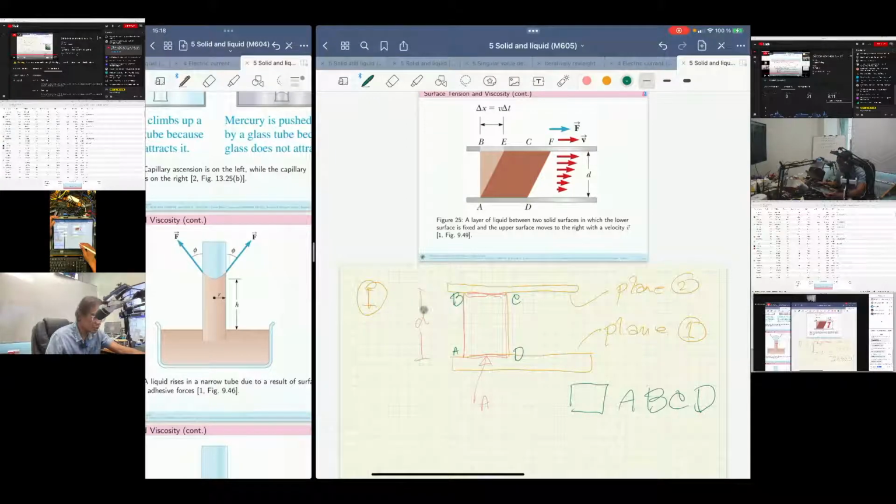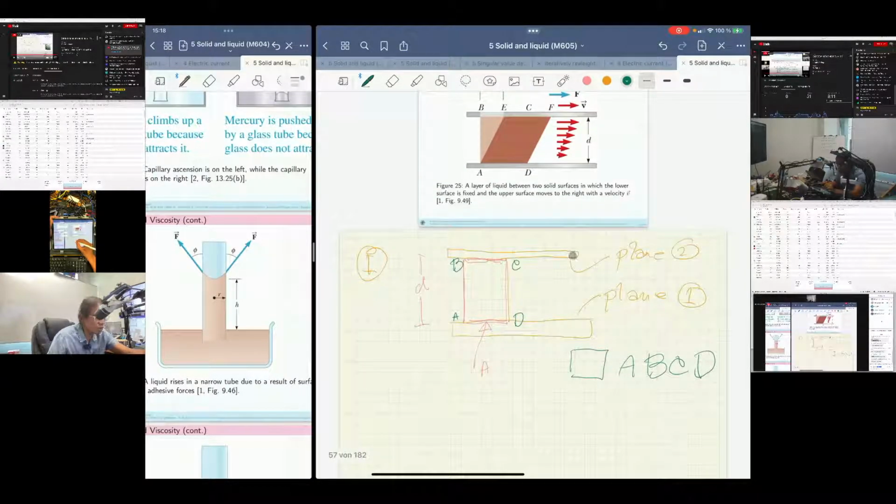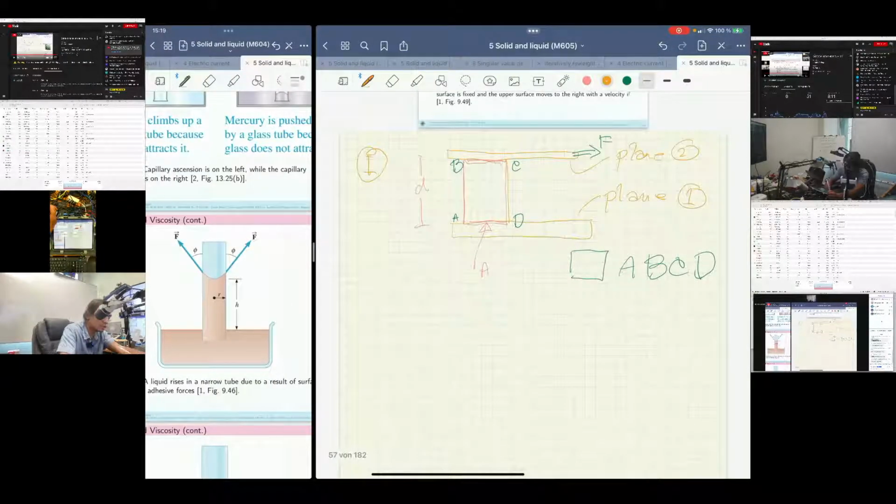All right. And after that, someone tried to pull this to the right-hand side. They pull with the force F. They exert the force on this plane. And this is the fluid. It tries to stick to this plane, right? Now let's consider the second situation. The second situation is the following.